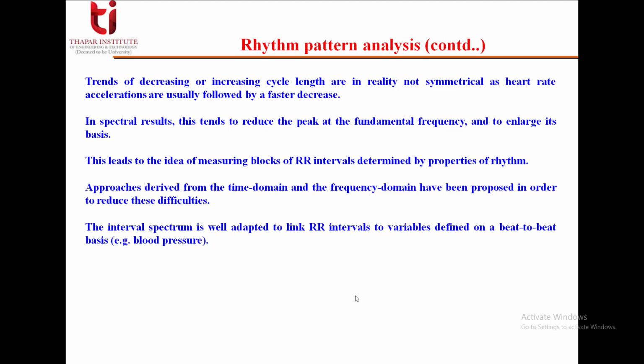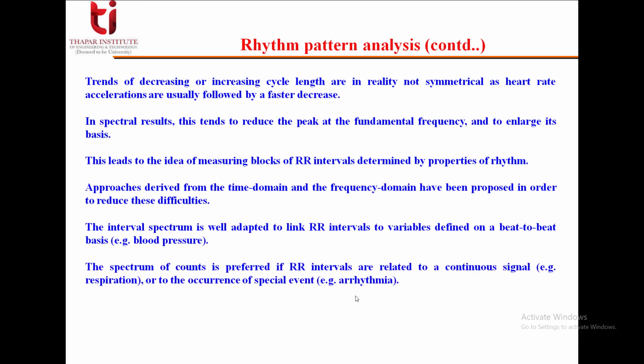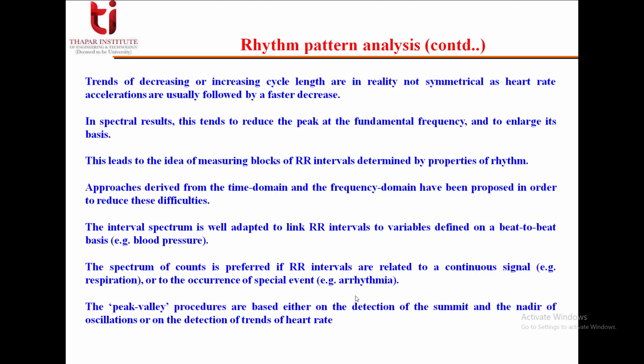The interval spectrum is well adapted to link RR intervals to variables defined on a beat-to-beat basis, for example, the blood pressure. The spectrum of counts is preferred if RR intervals are related to a continuous signal, for example, respiration, or to the occurrence of a special event, for example, arrhythmia. The peak valley procedures are based either on the detection of the summit and the nadir of oscillations or on the detection of trends of heart rate.